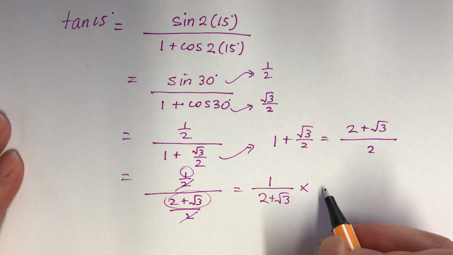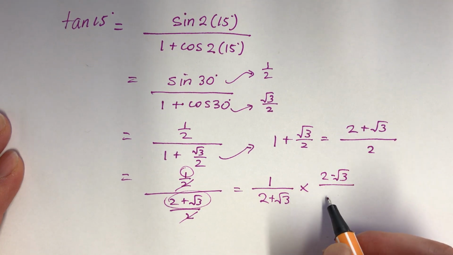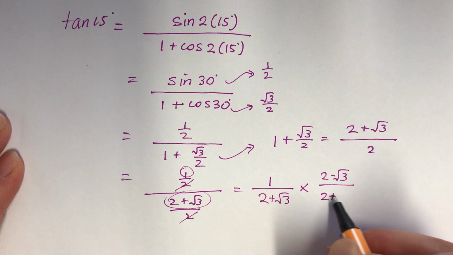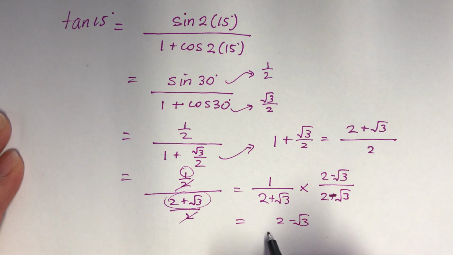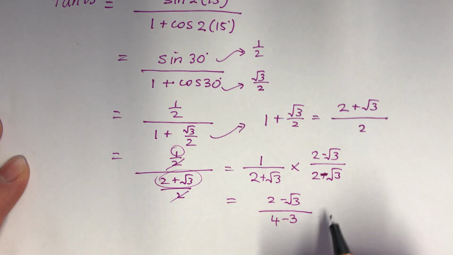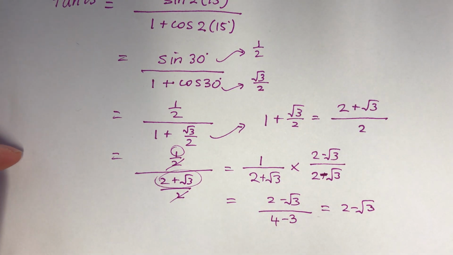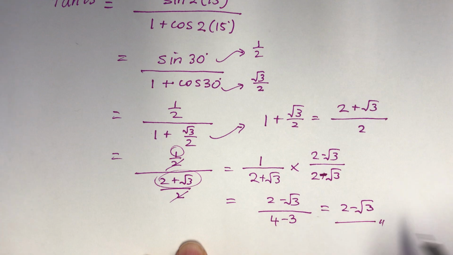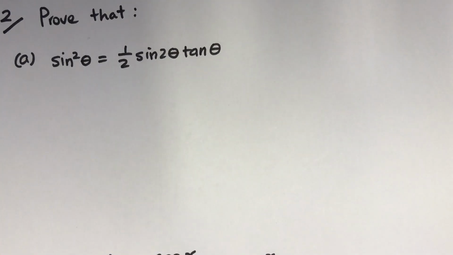And we want to do rationalizing the denominator, so the conjugate pair we're going to use. So what do we have? Now that's a difference of 2 squares. It's going to be 4 minus 3. So my final answer is 2 minus root 3. Okay, so that's my final answer. All right, so that's done.